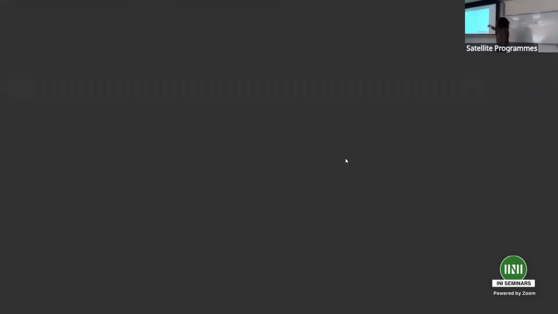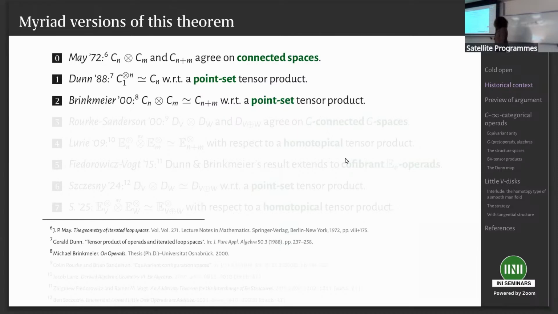So 12 years later, Brinkmeier proved a theorem which is quite frustratingly much stronger, which is that tensoring any little cubes with any other little cubes ends up weakly equivalent to a third little cubes, and additive in the dimension. So modulo model difficulty, we had some additivity around Y2K.